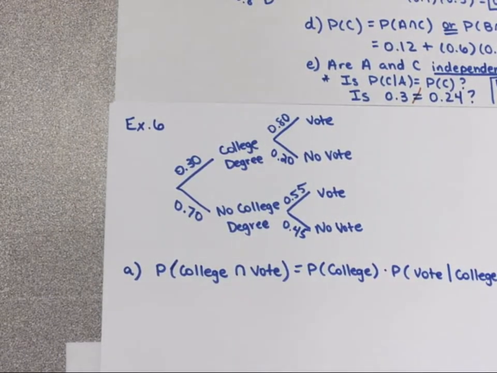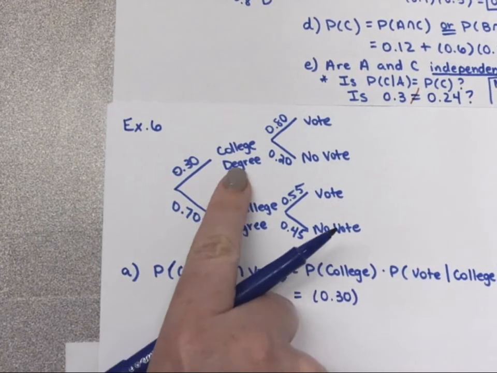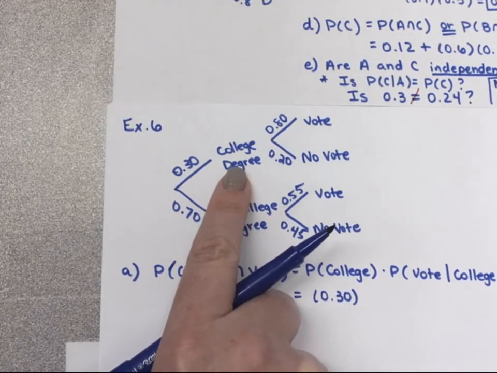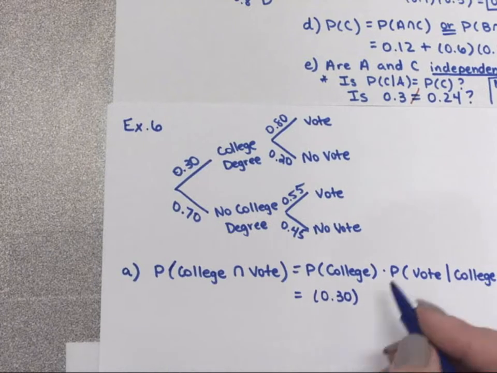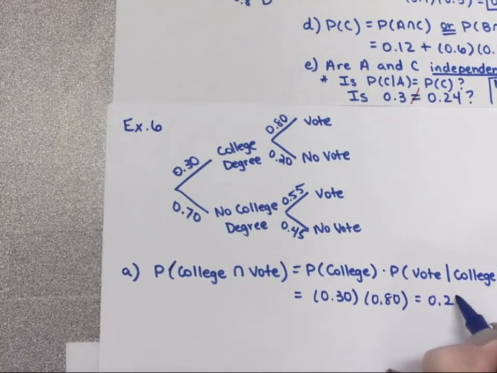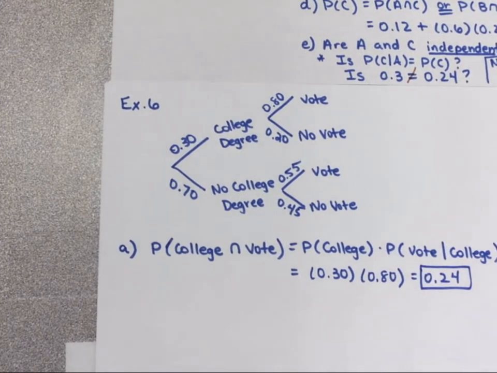That's the formula for something and something else. So what's the probability that a person randomly has a college degree according to this tree diagram? 0.30, right? And then if we're already here, what's the chances that a person that's already here decided to vote? 0.80, right? So this comes out to be 0.24. So 24% of these people both had a college degree and voted at the same time.